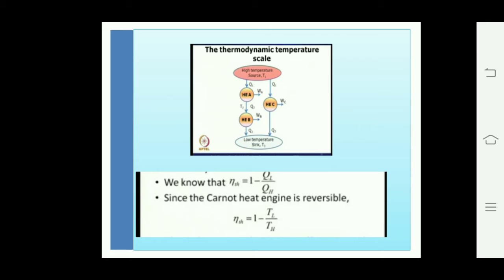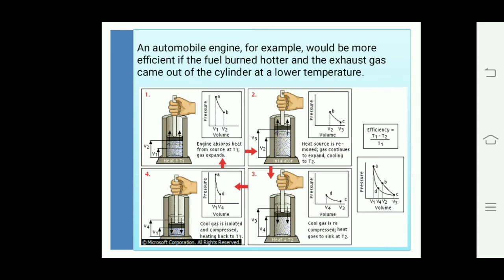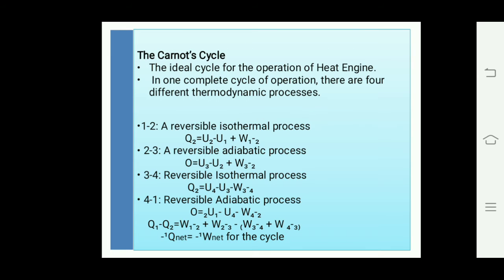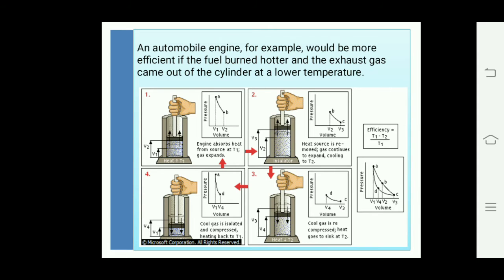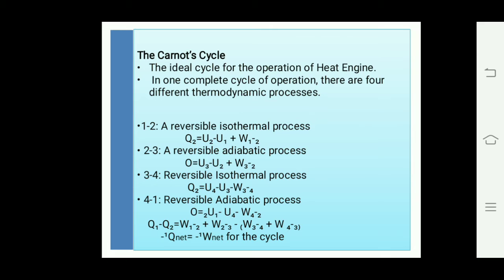So that is the Carnot heat engine. An automobile engine, for example, would be more efficient if the fuel burned hotter and the exhaust gas came out of the cylinder at a lower temperature, just like I said a while ago. So we have here the diagram, and I will be discussing this one by one later in the Carnot cycle. So let's proceed to the Carnot cycle.